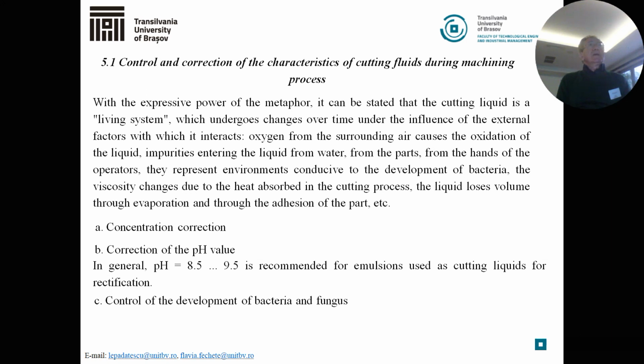Oxygen from the surrounding air causes the oxidation of the liquid. Impurities entering the liquid from water, from the part, from the hands of the operator represent environments conducive to the development of bacteria. The viscosity changes due to the heat absorbed in the cutting process. The liquid loses volume through evaporation and through adhesion to the part. Concentration correction. Correction of the pH value.